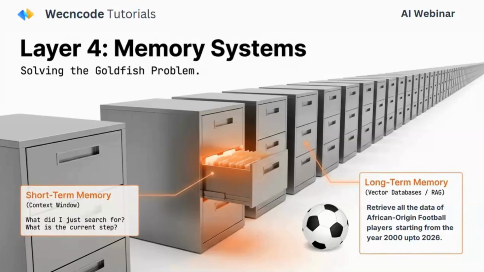Now, RAG retrieves all the data of African-origin football players starting from the year 2000 up to 2026. If you have this information, that is long-term memory, because anytime you make reference to anything, the agent goes back to the memory and retrieves the record. For example, I could have the information I need in a PDF, and query information from that PDF using an agent. The PDF now serves as long-term memory.